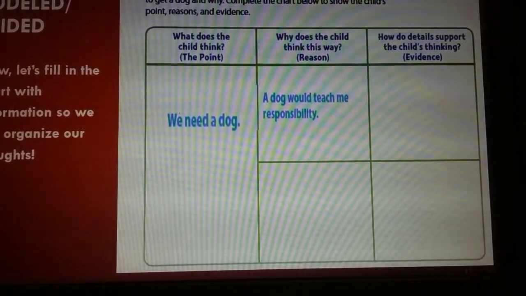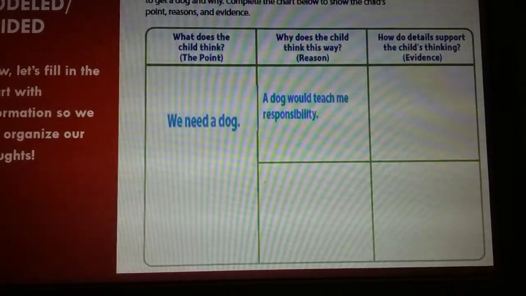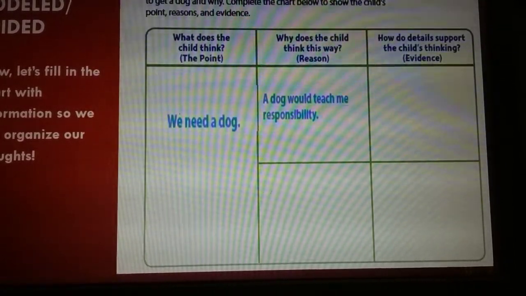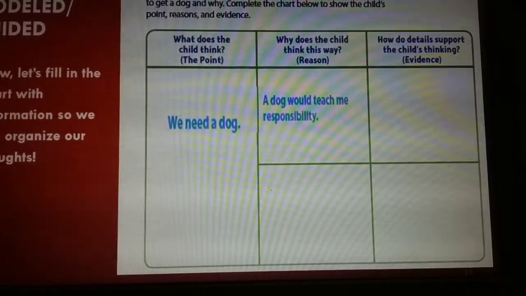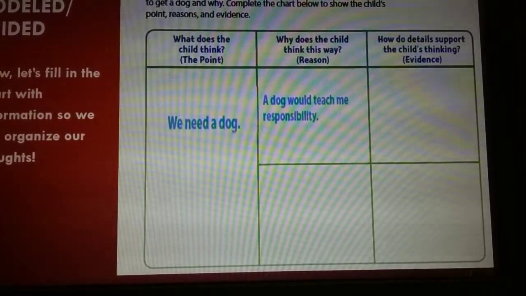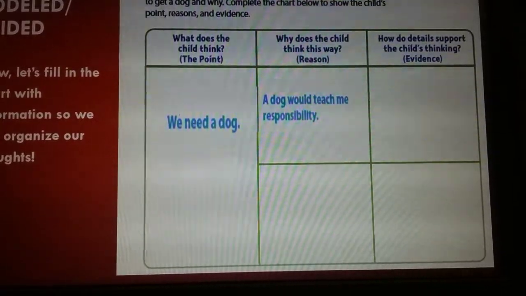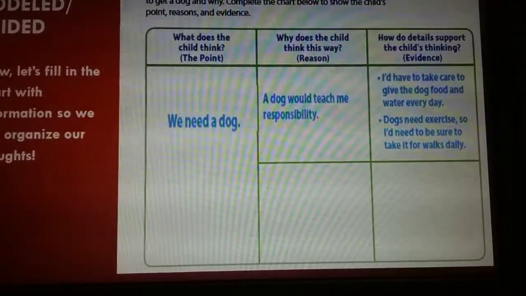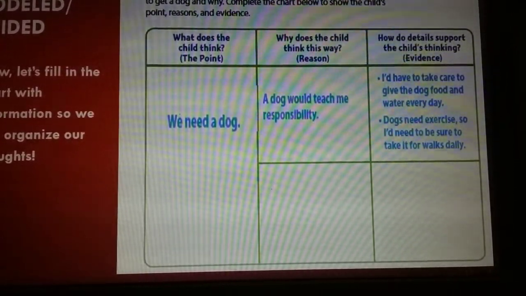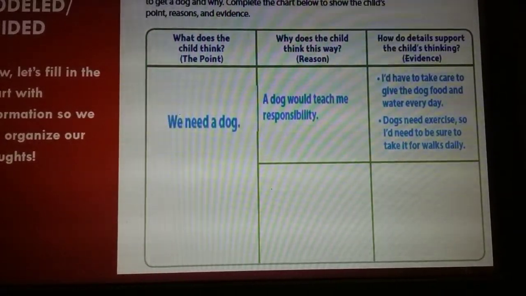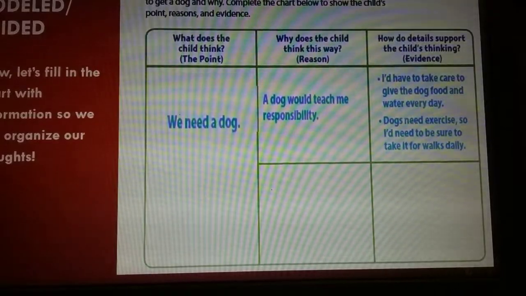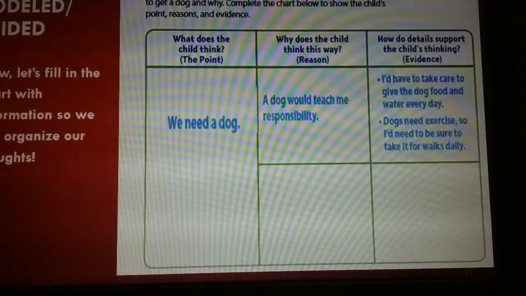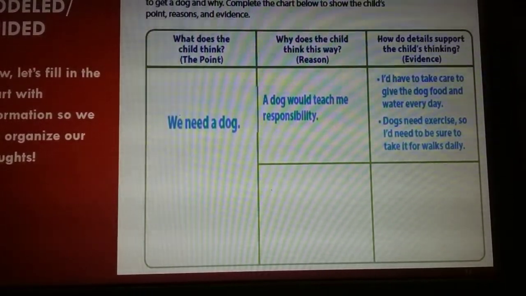So above the third column, it says, how do details support the child's thinking? In other words, what is the evidence? What are those things that can be proven to show that they actually need a dog, and it was going to teach her responsibility? Two reasons she listed. She said that she'd have to take care to give the dog food and water every day. That is evidence. That's something that can be proven. If you get a pet, of course, you have to feed it, right?